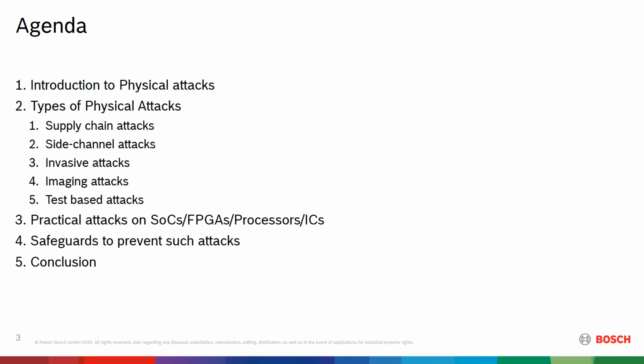This is the agenda of my talk. I would start with an introduction to physical attacks, then briefly mention different types of physical attacks, that being supply chain, side channel, invasive, imaging and test-based attacks. Then I would like to give some practical examples on some of these attacks and finally talk about safeguards or secure design to mitigate them, followed by conclusion. Because of the time limitation, I might not go into the depth of each topic. Nevertheless, you could have a look at the notes or the research papers I have referenced.